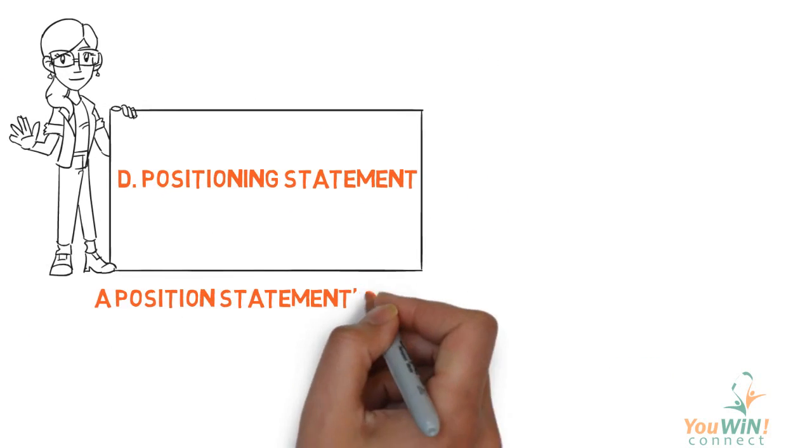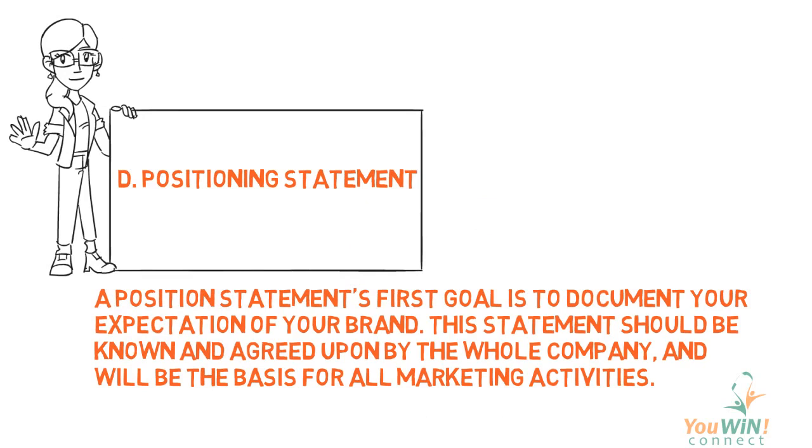Finally, the positioning statement. A positioning statement's first goal is to document your expectation of your own brand. This statement should be known and agreed upon by your entire organization and will be the basis for all marketing activity. Okay, so now let's take a few minutes to identify a positioning statement for each of our businesses.